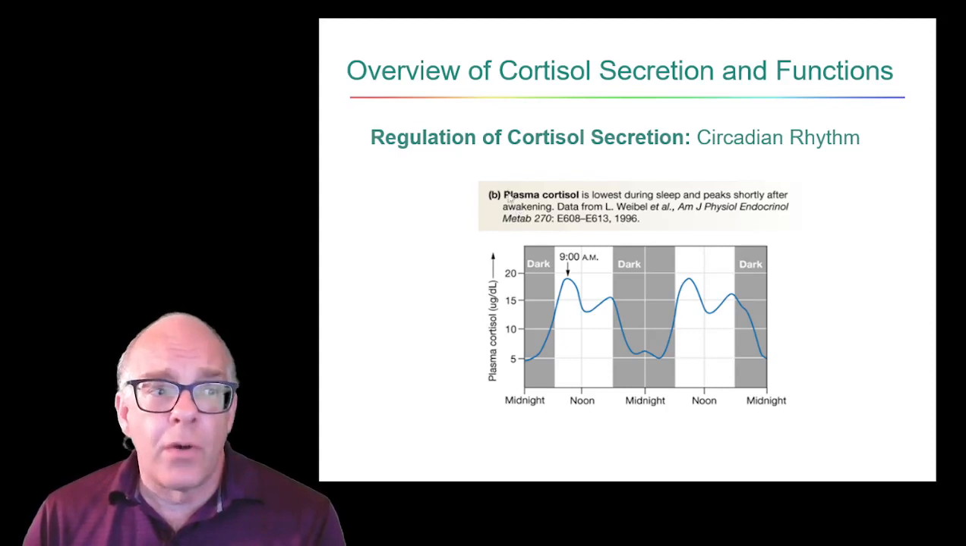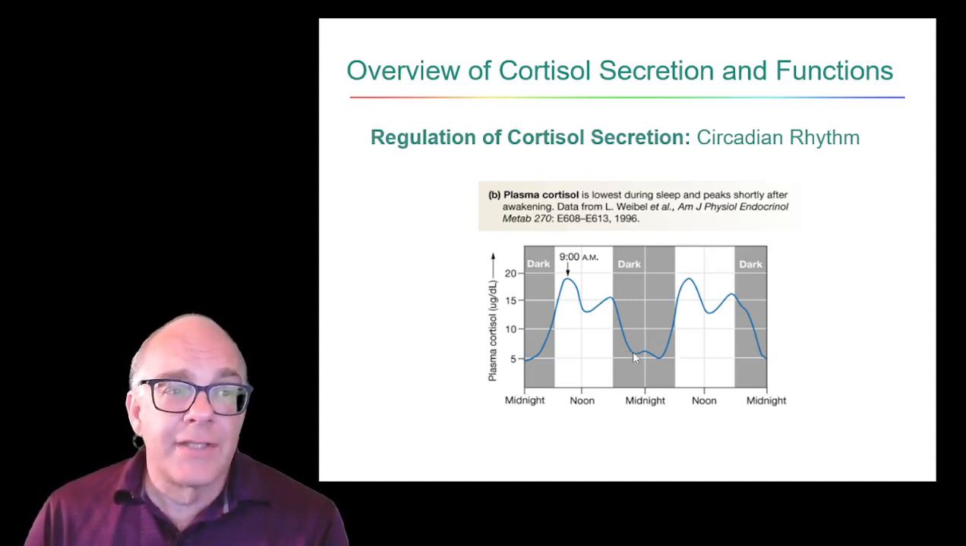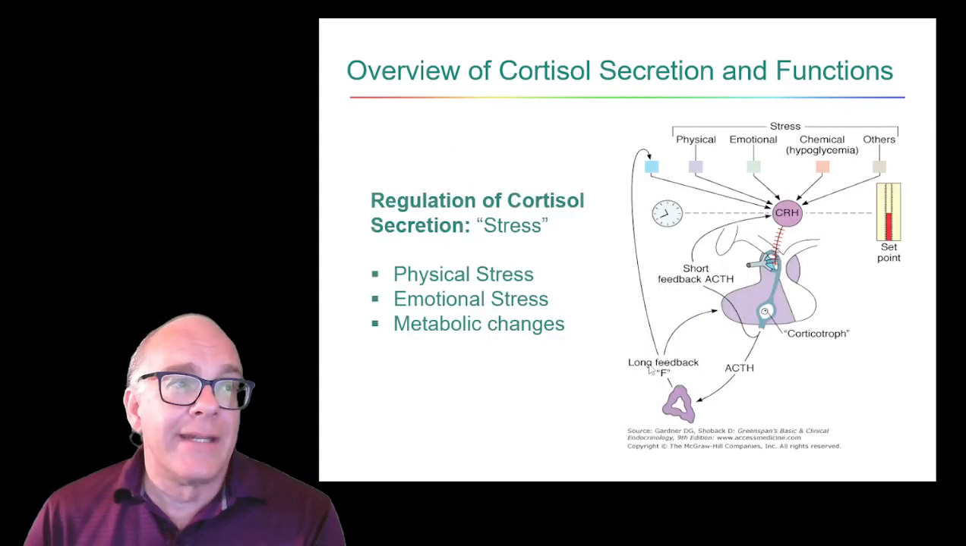We can see that it is also under circadian rhythm control. In general, for people that sleep at night and are active during the day, their cortisol levels are naturally lower overnight, and they start to increase as an individual starts to wake up, and they're high throughout the day. That is showing circadian rhythm control: high levels of cortisol during the day, low levels of cortisol at night.